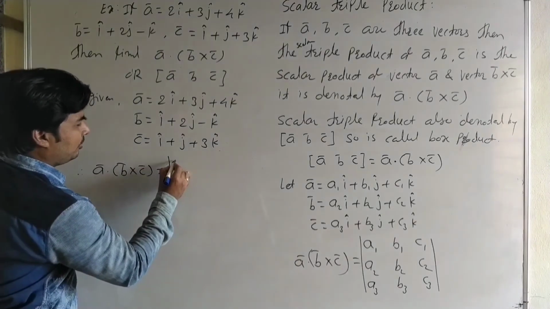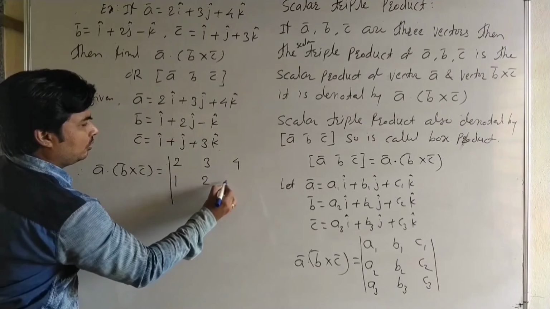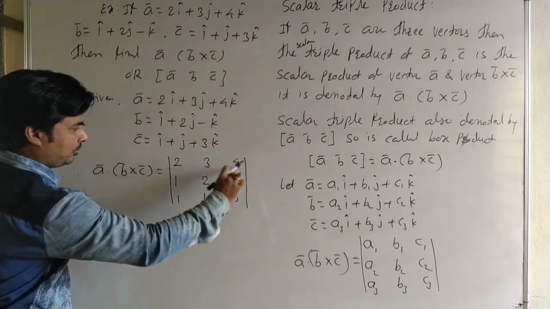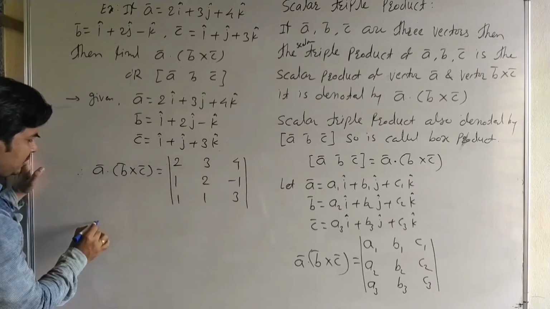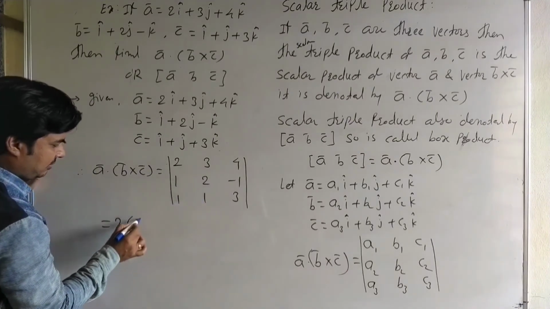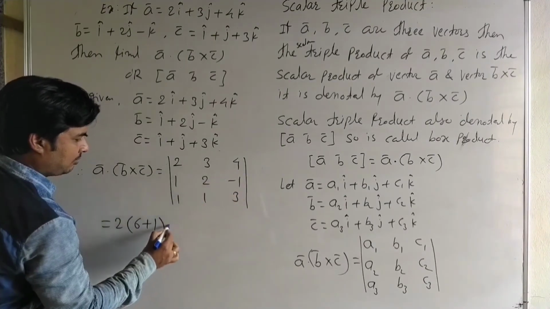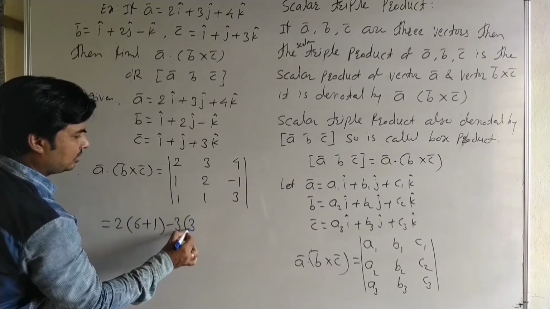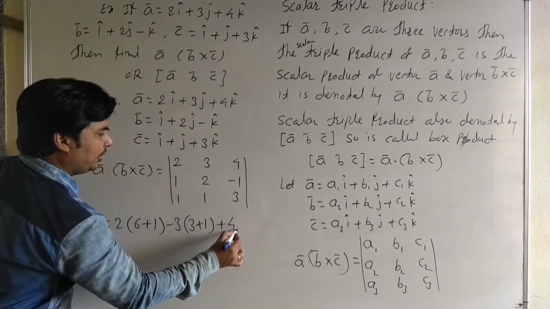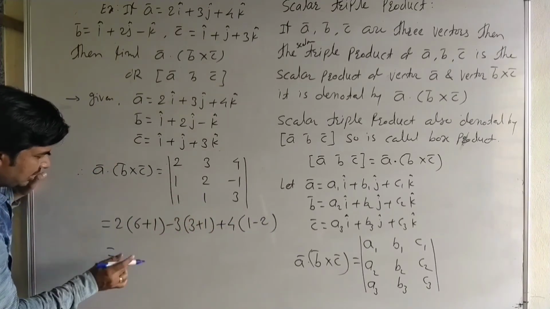Now the components of A bar are 2, 3 and 4; of B bar, 1, 2 and minus 1; and of C bar, 1, 1 and 3. Now just find the determinant. It is 2 into (6 plus 1), minus 3 into (3 plus 1), plus 4 into (1 minus 2). Then we get the calculation, it is 7.